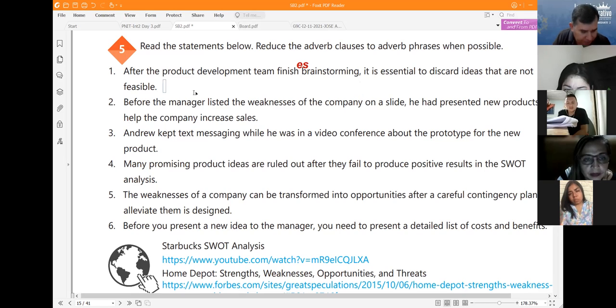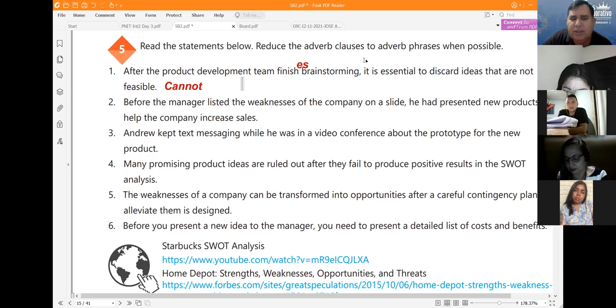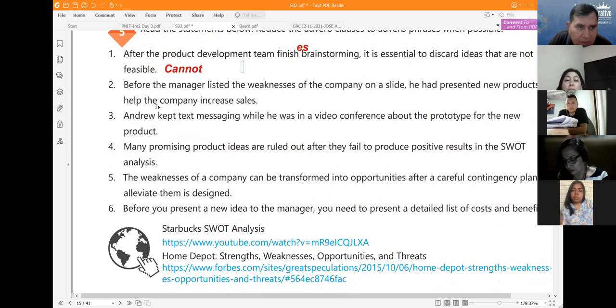And we say, cannot. Why not? Okay, the product development team is the subject. It is an expletive. Teacher, what's an expletive? Don't worry. I will tell you that it's a filler. It's a word that is there in place of the subject. Then we say, it is essential to discard ideas that are not feasible. Then we cannot, this subject is one, this subject is different. So it cannot be done.